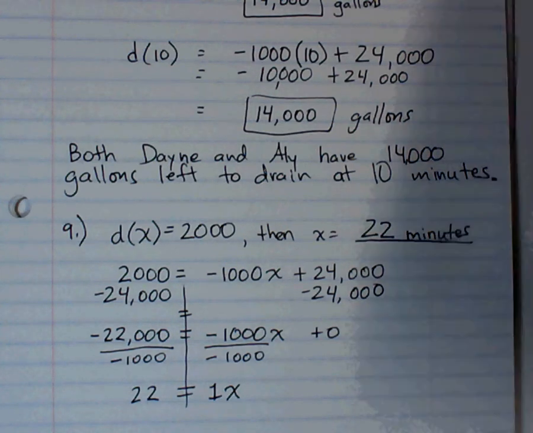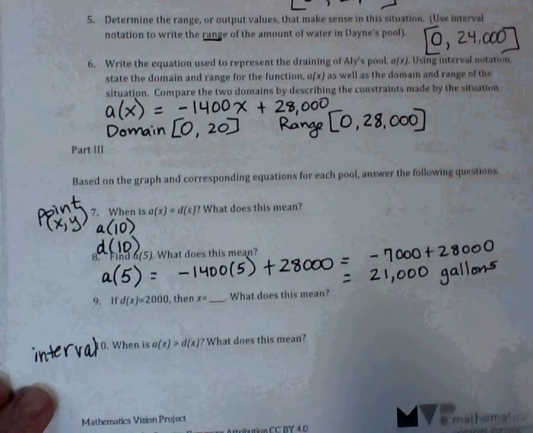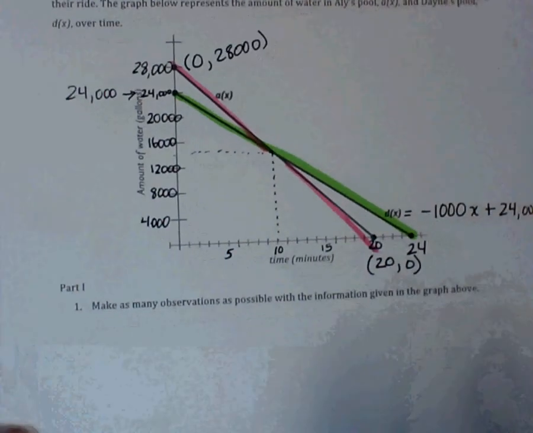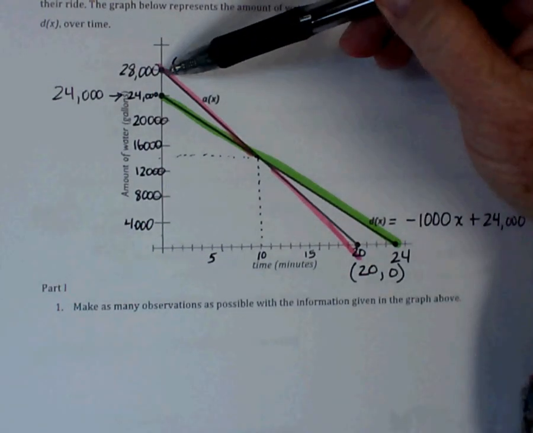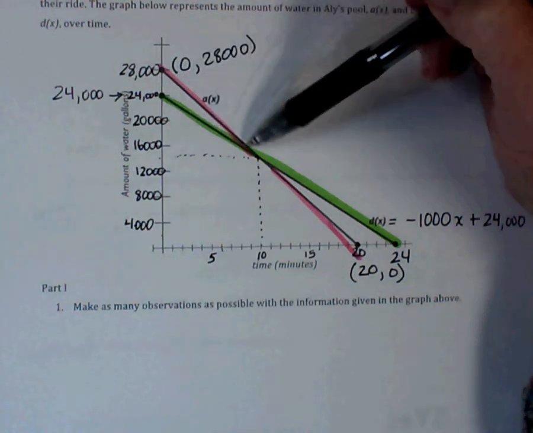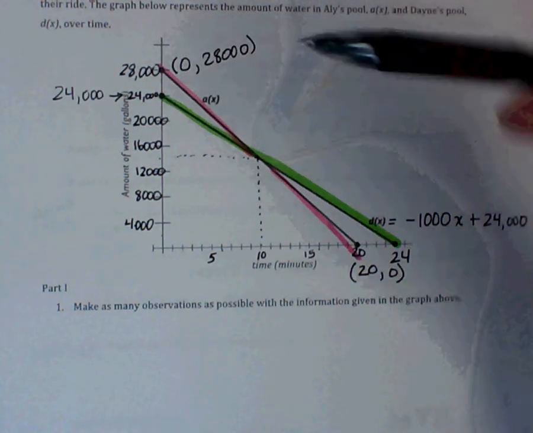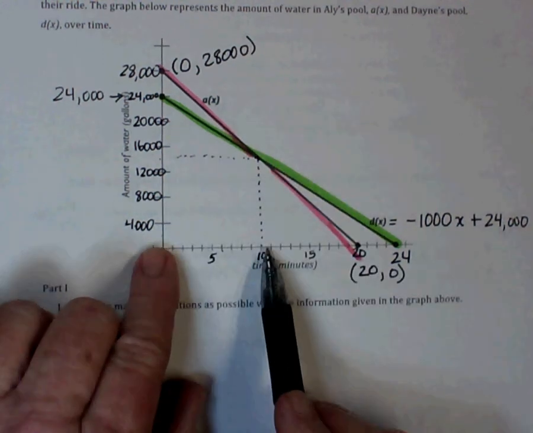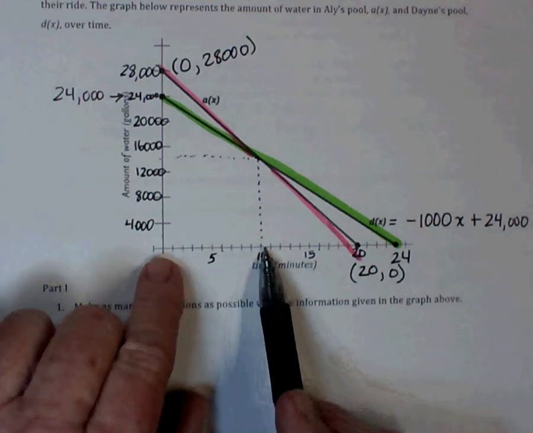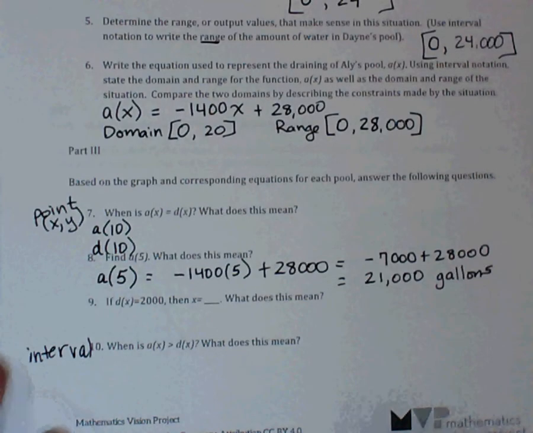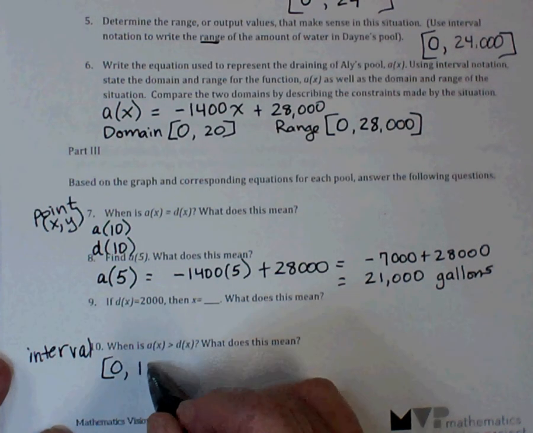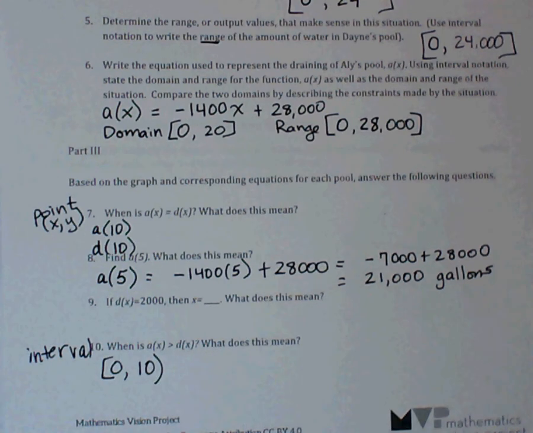Okay, so now the last thing they're asking us is they just want the interval when a of x is greater than d of x. So let's look at that interval. Here's a of x, and it's greater, greater, greater. It's getting closer, closer, closer until here, and then they're equal. And then what happens to the pink a of x? It's lower, lower, lower. So the interval would be from here to here, from 0 to 10. Zero to 10. And since they're the same at 10, I'm going to put a curve there.